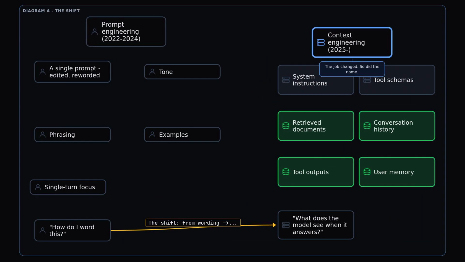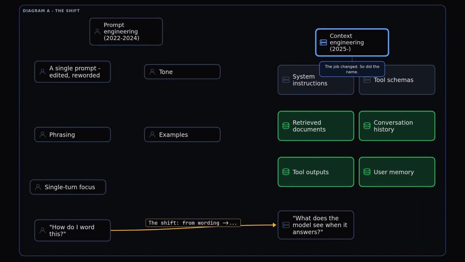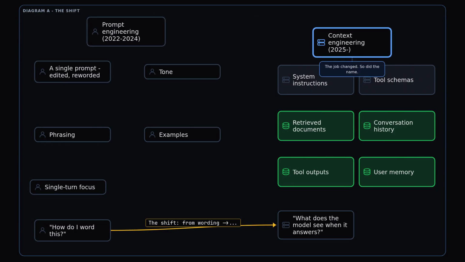Context engineering. Playlist 3, Episode 7, the finale. You're not writing prompts, you're managing what the model sees. If you've been around AI for a while, you remember when the skill was called prompt engineering, the art of how to word your request. That made sense in 2022, when a conversation was one turn.